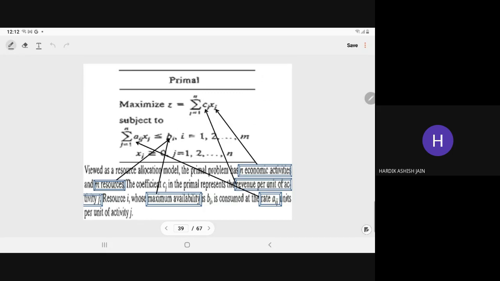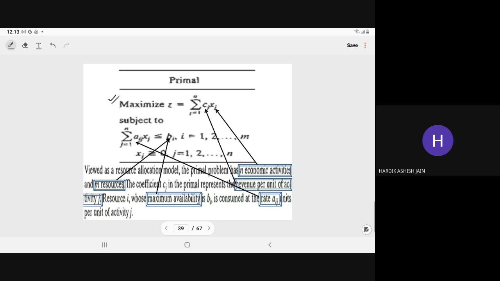Now if we have the primal problem, maximize z is equal to c1 x1 plus c2 x2 plus up to cn xn, that is the summation of cj xj, subject to summation j from 1 to n of aij into xj, that is a11 x1 plus a12 x2 plus up to a1n xn less than or equal to b1, for i is equal to 1 to m, then a21 x1 plus a22 x2 plus and so on plus a2n xn less than or equal to b2, and we have m constraints.